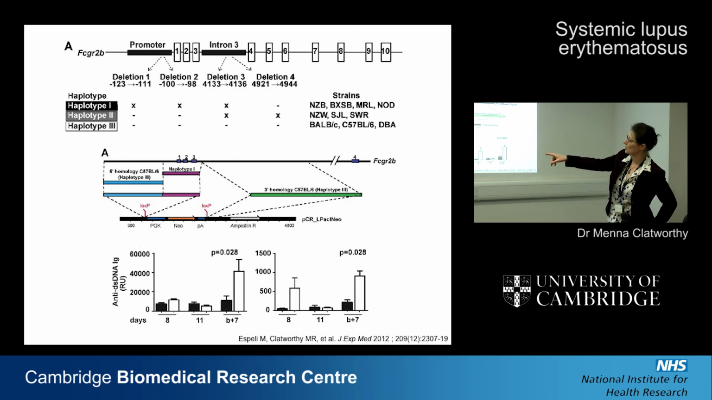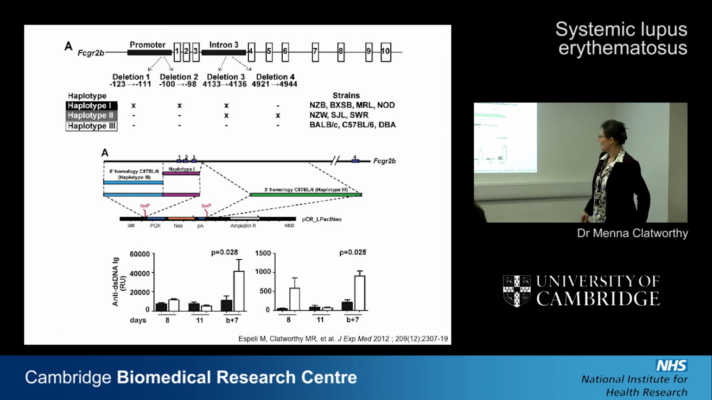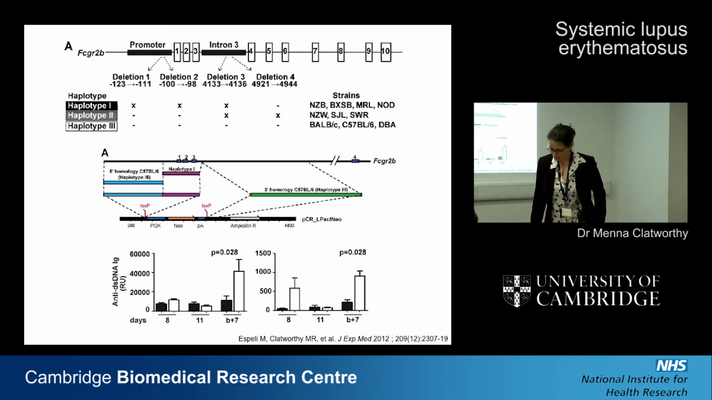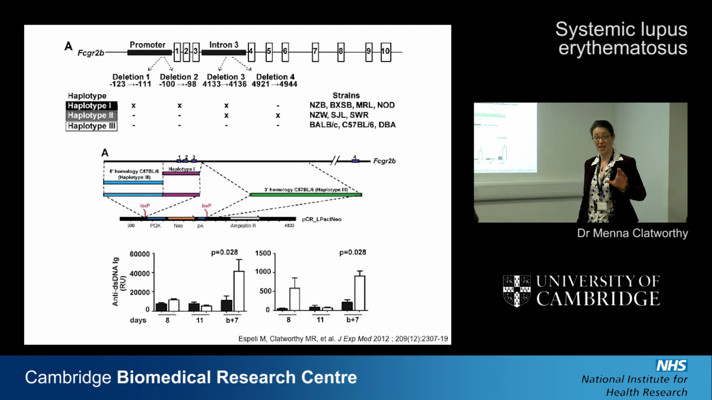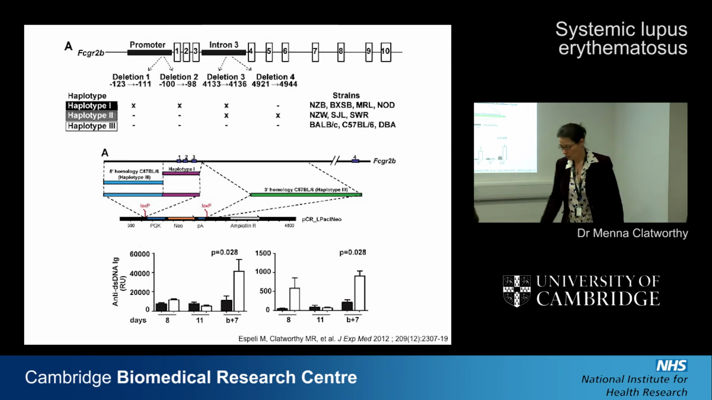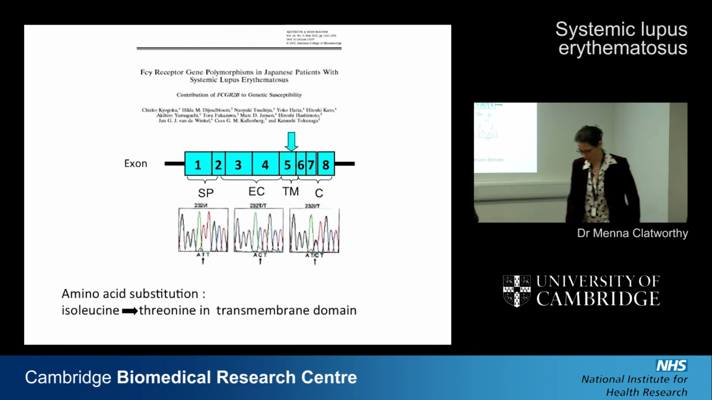Here I'm showing you the anti-double-stranded DNA antibodies. The knock-in mice, I should say, are in the white bars, and the wild-type mice are in the black bars. So we have evidence that Fc gamma R2b is involved in lupus from a knockout model, from a spontaneous model, and now a knock-in model. So what about in humans? This is one of the things that I became interested in.